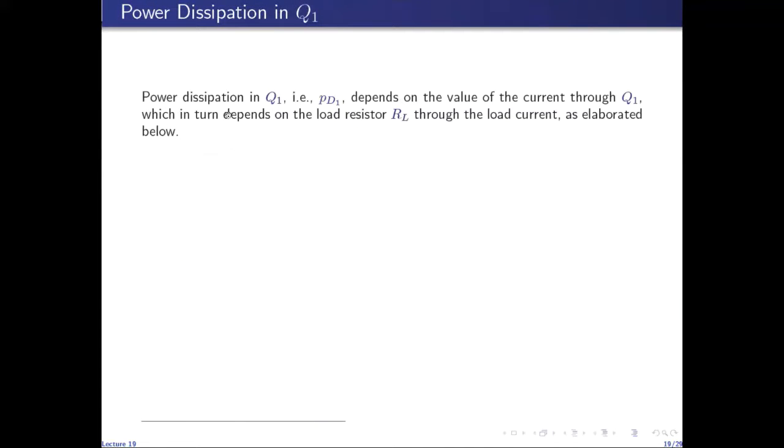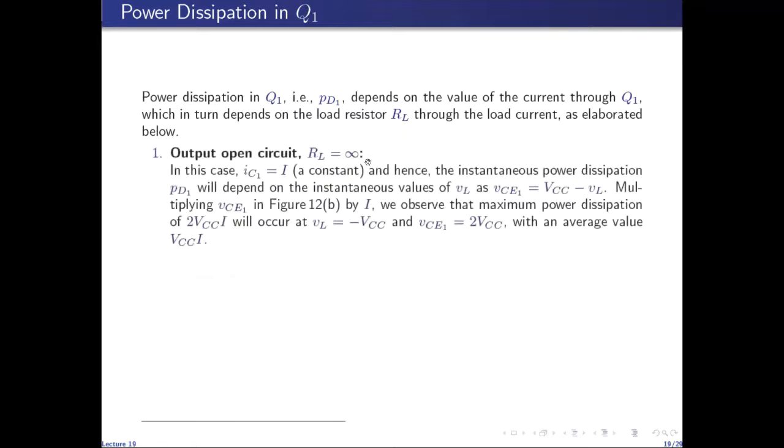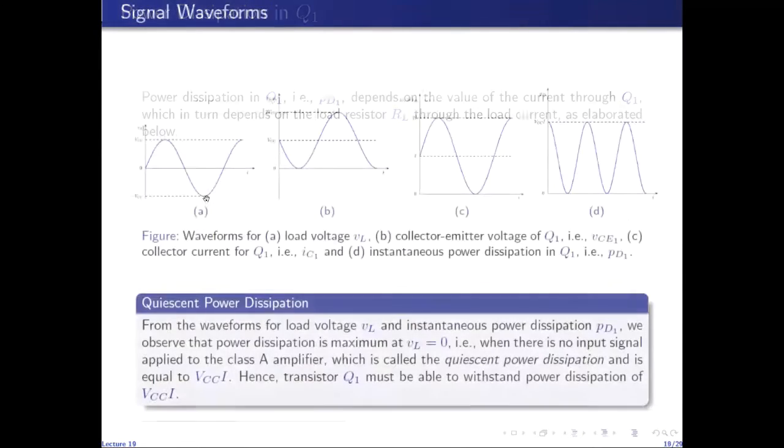As we just saw, the power dissipated in Q1 depends on the value of the current through Q1, that is, on IC1, which in turn depends on the current through RL, which means that it depends on RL, because the current through RL, given the load voltage, depends on RL. So if there is no RL, if the output is open circuited, then there is no IL. IC1 is equal to I, which is a constant, because now the collector current becomes constant.